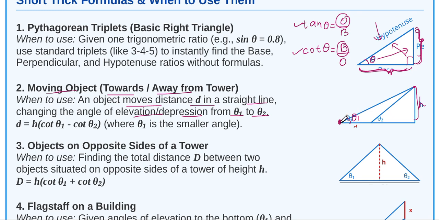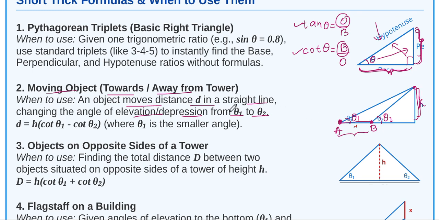Now let's say our object is moving in the direction of the building, towards the building. So now it is here, let's say this is point A. After some distance it reaches point B towards the building. From this point B, if you look at the top of the tower, that is the angle of elevation, let's say theta 2. So how much distance is covered, or what is the height of the building, whenever this moving is there?